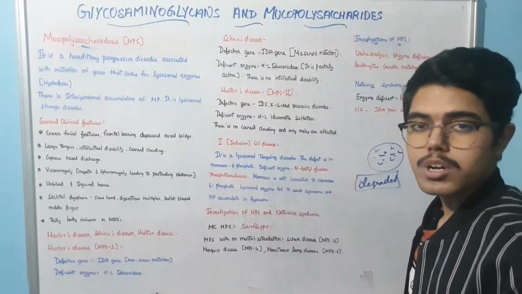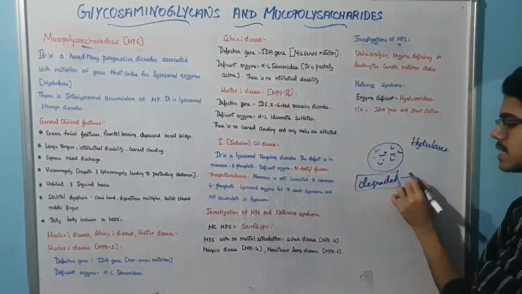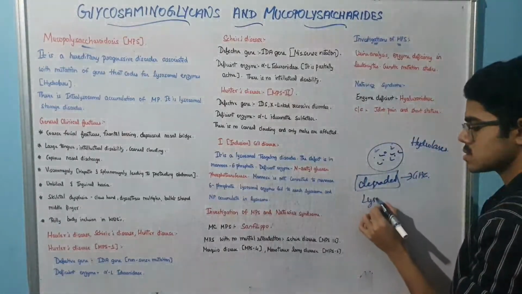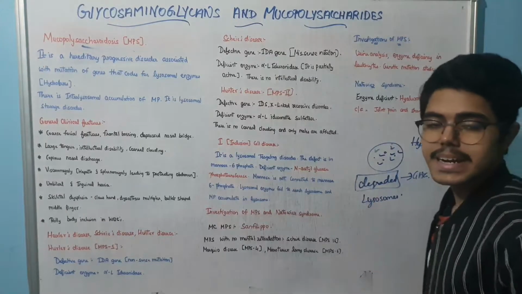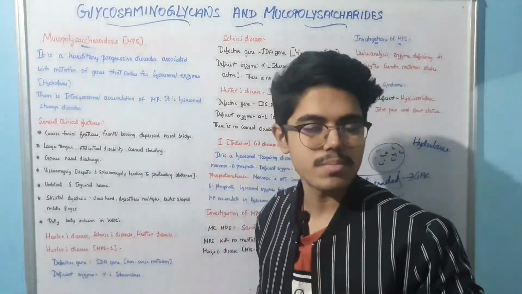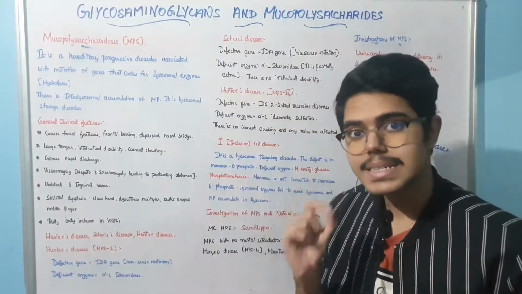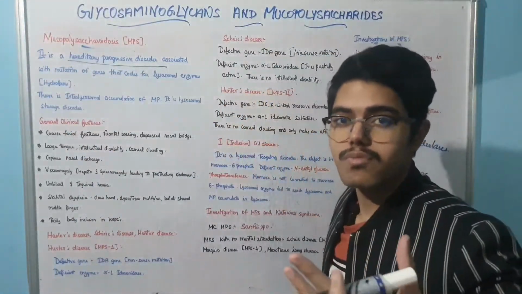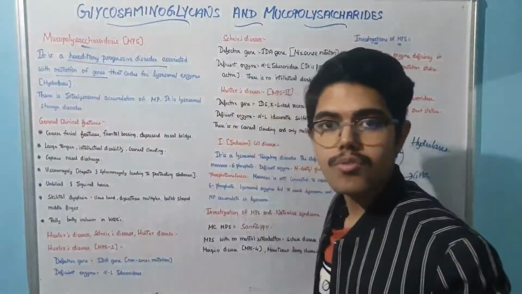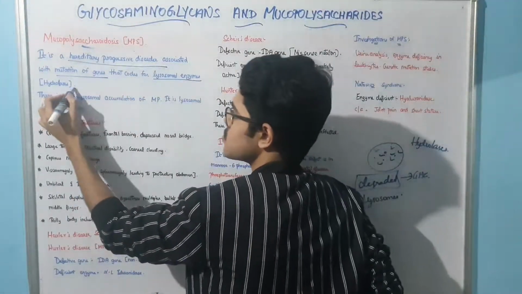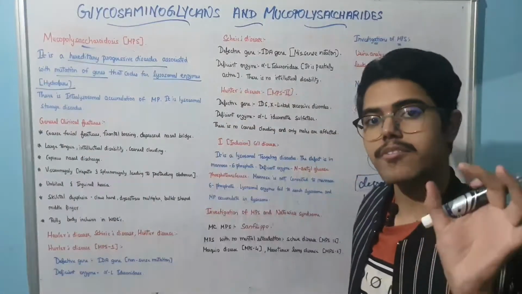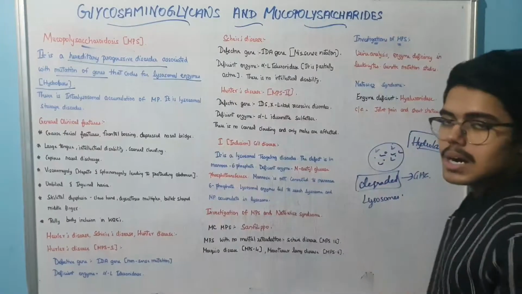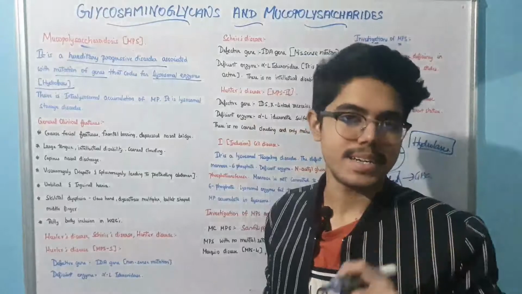Okay, so what I want to know is, the degradation of the glycosaminoglycans will be taking place where? In lysosomes, right? So because of degradation, we call it mucopolysaccharidosis. Very simple. It is a hereditary progressive disorder, which is associated with mutation of genes that code for lysosomal enzymes. Because of the mutation of genes coding for particular lysosomal enzymes, our mucopolysaccharides will not be degraded by these hydrolases.